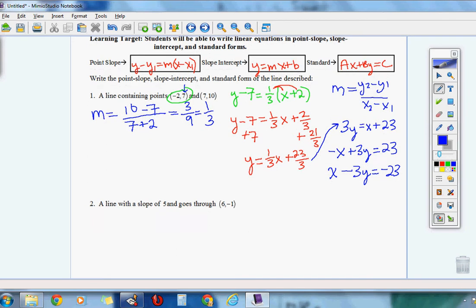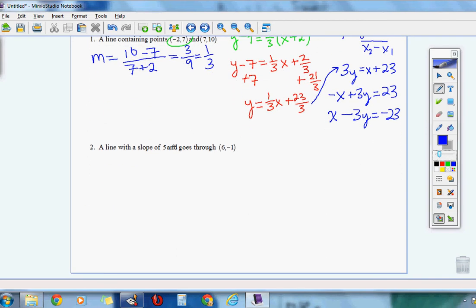Okay, the next one is actually a little bit better because it has the slope done for us. So I'll start in red here and I'll just say, okay, let's go through that. So y minus a negative 1, so y plus 1, equals our slope of 5, and then x minus 6. So we got point slope form pretty easily right there. Okay, moving now into slope-intercept form. y plus 1 equals, just distributing the 5 through, 5x minus 30. We're not going to have the ugly fractions here to deal with, so we should be good.